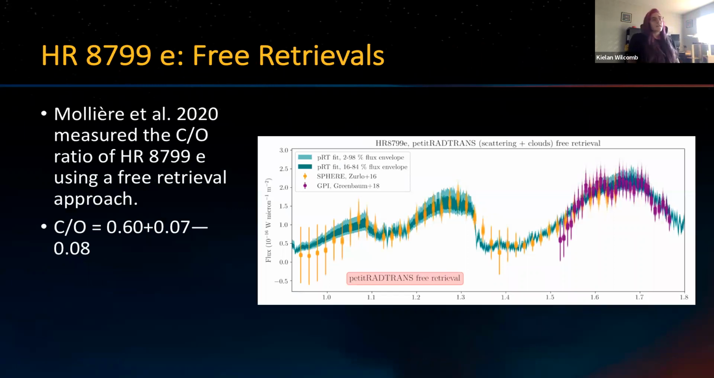Although not part of our survey, HR8799e also has a C to O ratio measurement from Mollier et al. 2020 using free retrievals. Shown here is a plot from their paper using the different retrievals against GPI and SPHERE data, and the C to O ratio is about 0.6 plus or minus 0.7, 0.8.